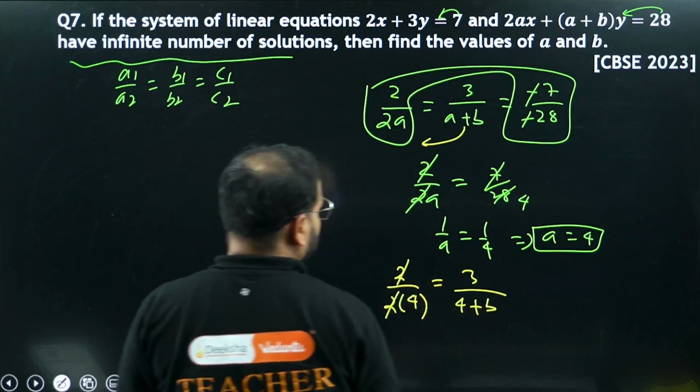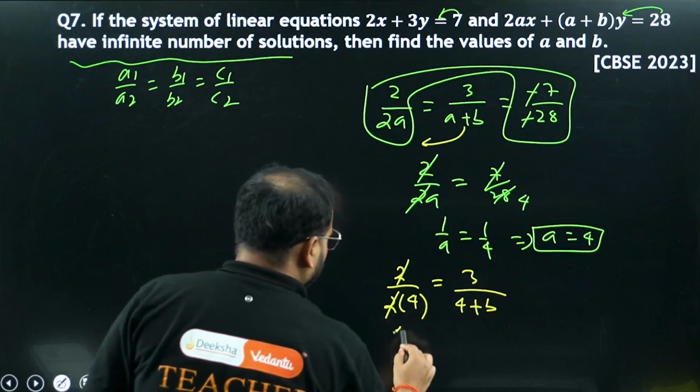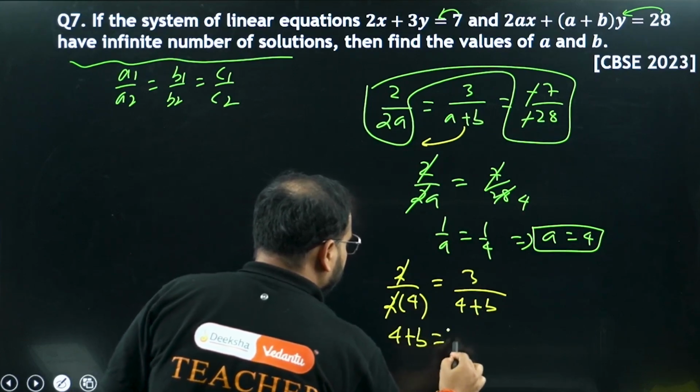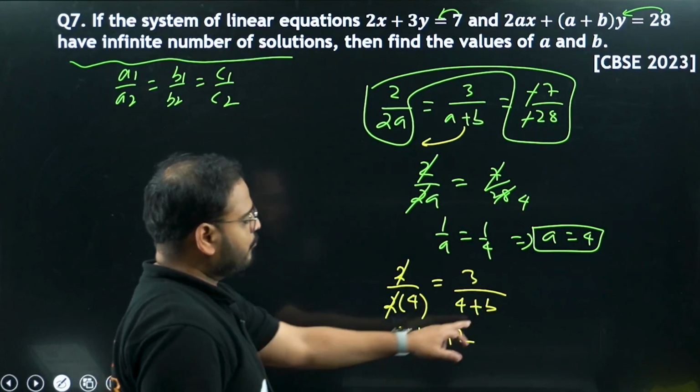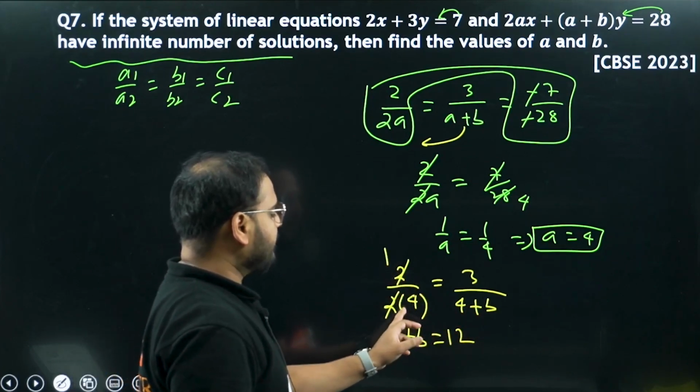So 2 and 2 goes out. Cross multiply. What I get? 4 times of 3 is how much? 12. So I get 4 plus b equals to 12, right? Cross multiplication. 4 plus b, nothing is left here, so 1 is left here. 4 plus b into 1 is 4 plus b, and 4 into 3 is 12.